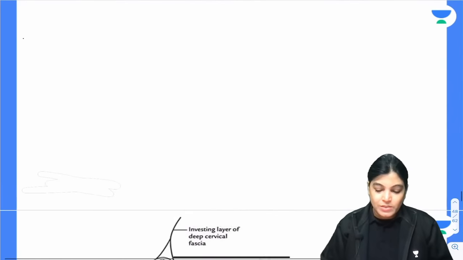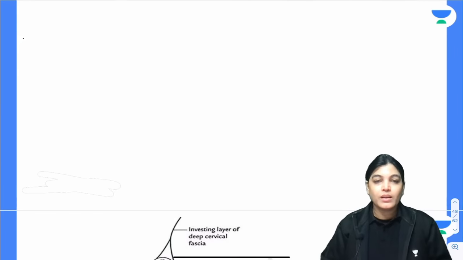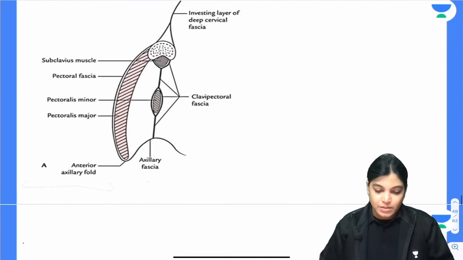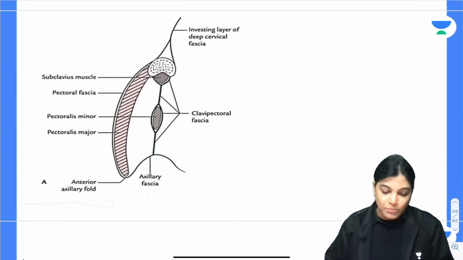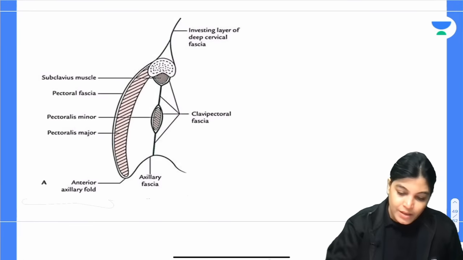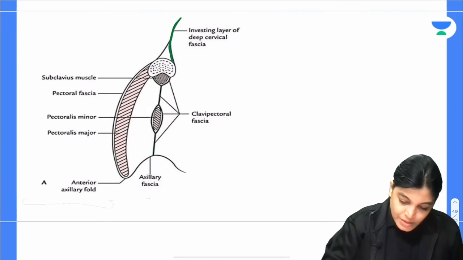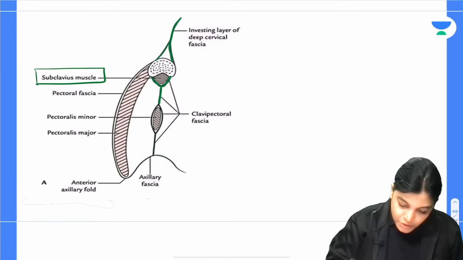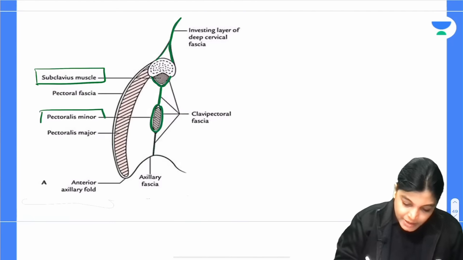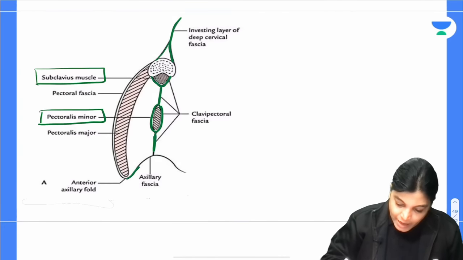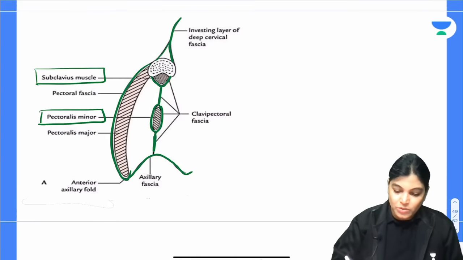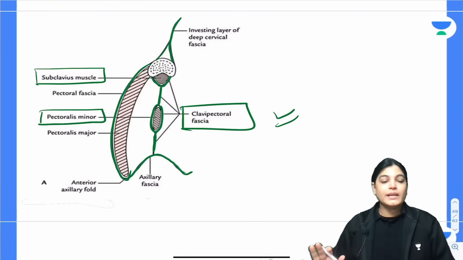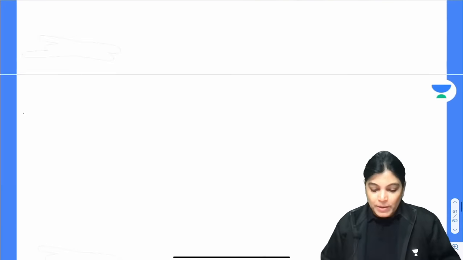Now, the next important point is to understand the horizontal extent. Again, you see one more clear, simple diagram. It is starting from the investing layer of deep cervical fascia, continuing lower down, enclosing the subclavius muscle, joining to form a single layer, enclosing the pectoralis minor muscle, joining to form a single layer and merging with the axillary fascia. This is another fascia which is covering the pectoralis major. So, this is the clavipectoral fascia. Clear?